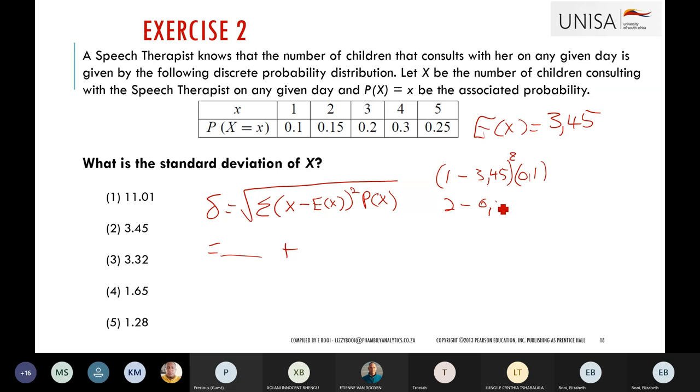2 minus 3.45 squared and multiply that with 0.15. And then write the answer, plus, and then you continue, 3 minus 3.45 squared and multiply that with 0.2, and you continue and write all the answers for all the terms and add them together when you are done. I'll give you some time to do that. When you are done and you have an answer, you can post it on the chat.